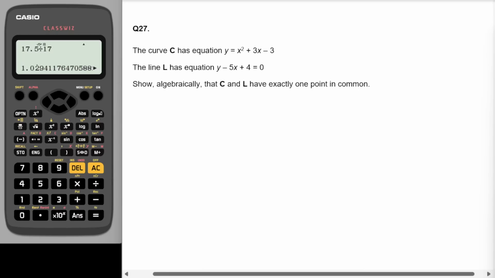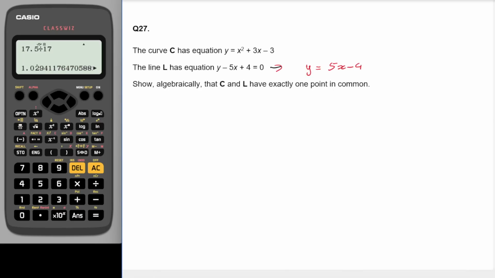Question 26. Curve C has equation. The line L has equation. Show algebraically that C and L have exactly 1 point in common. Right, so if I rearrange this equation first of all, that gives you y is equal to 5x minus 4. And if I put these two equations equal, that means x squared plus 3x minus 3 is equal to 5x minus 4.